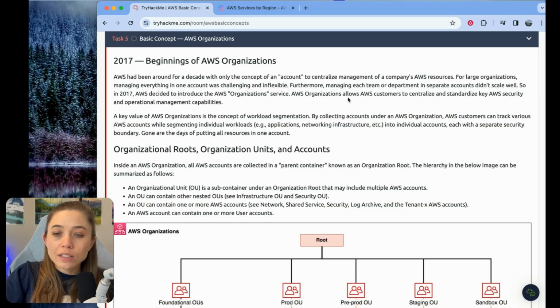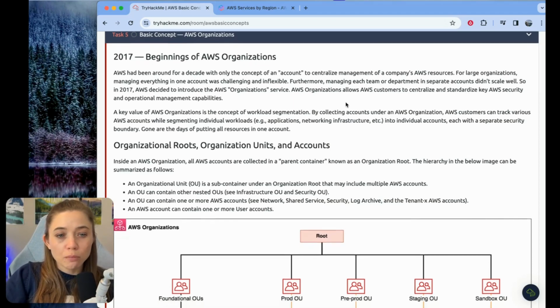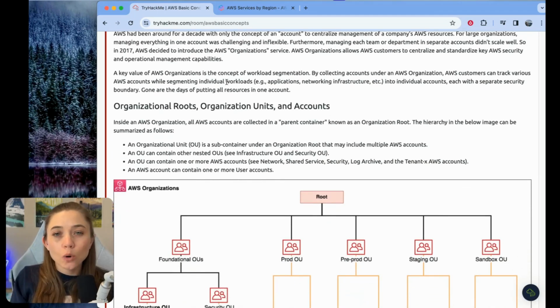AWS Organizations allows customers to centralize and standardize key AWS security and operational management capabilities. At its core, I think of AWS Organizations as being a service that helps you manage multiple AWS accounts at scale. Here we see a key value of Organizations is the concept of workload segmentation. By collecting accounts under an AWS organization, customers can track various accounts while segmenting individual workloads. So, for example, segmenting applications from networking infrastructure into different accounts, with separate security boundaries.